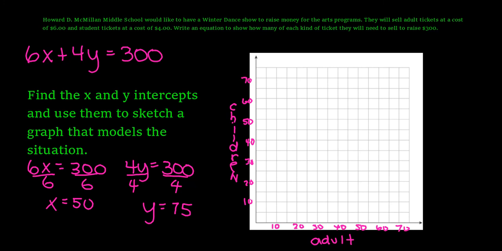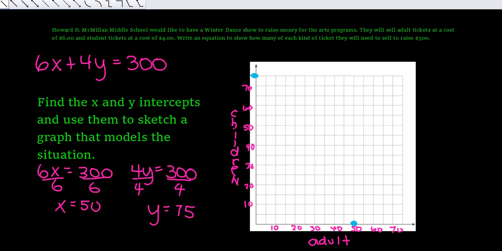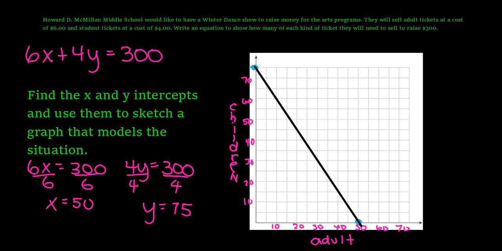All right, so our x-intercept was sitting at 50 adult tickets. Our y-intercept was sitting at 75 children tickets. And if I then go ahead and connect those points, I will get my line, my equation, my function here. Cool. So if you got that, you're on a really good path.